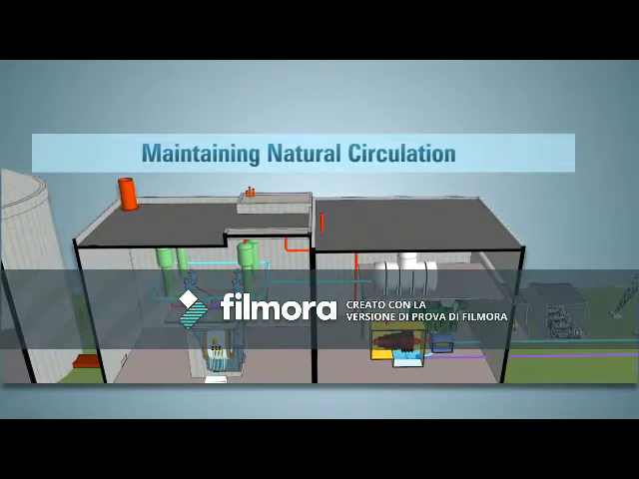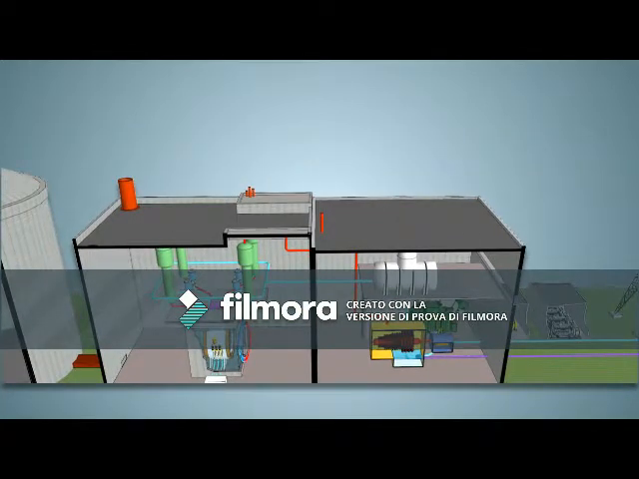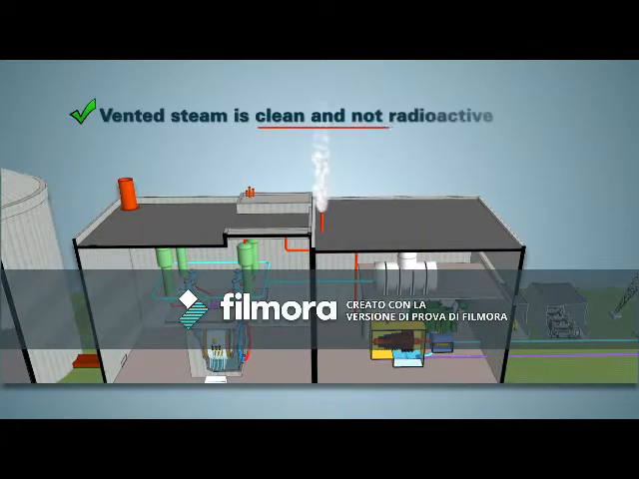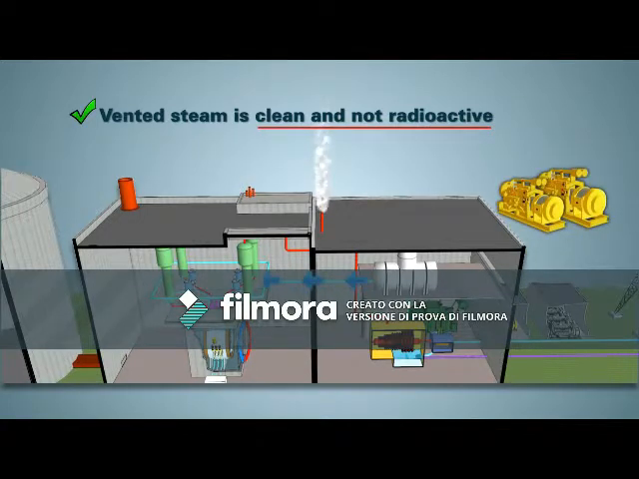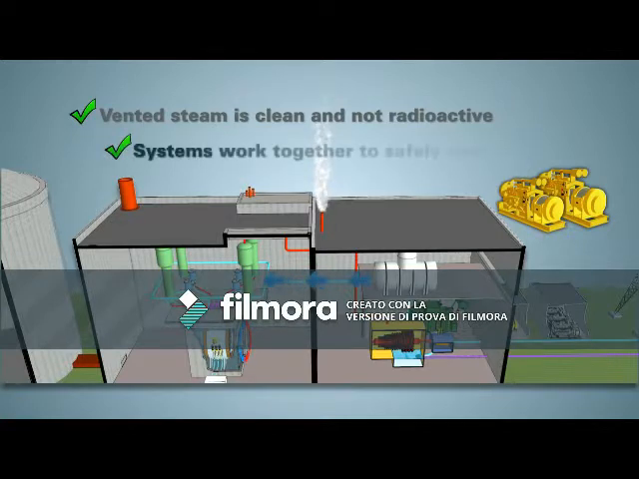At this point, to maintain natural circulation, pressure relief valves on the steam generator system open automatically to remove heat. The steam that is vented into the environment is clean and not radioactive. Water continues to be added in the steam generators by pumps powered by the emergency power generators. Together, the pressure relief valves and the added water maintain natural circulation to safely cool the reactor.